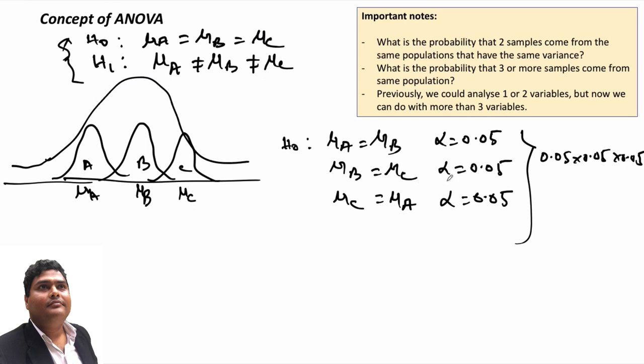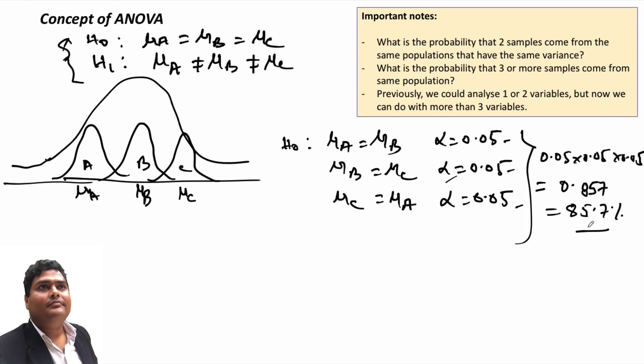It's a question why it could not happen that mu A equals mu B, and mu B equals mu C, and mu C equals mu A, and hence mu A equals mu B equals mu C. Correct? That is the reason for the multiplication of all these confidence levels. So if I multiply this, we'll get 0.857, which is nothing but 85.7%, which is not good. Correct? Hence, ANOVA comes into the picture, and the F value, or we call it F distribution, is introduced.